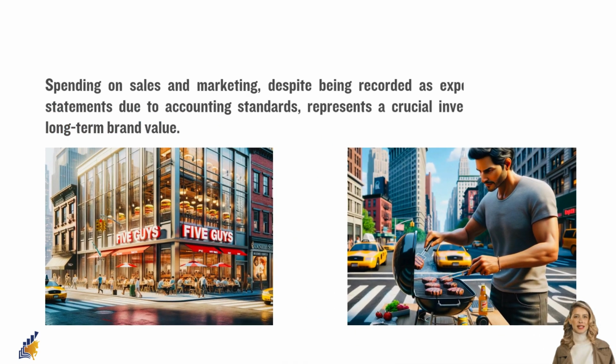Spending on sales and marketing, despite being recorded as expenses on financial statements due to accounting standards, represents a crucial investment in building long-term brand value. Consider the concept of brand value through this scenario. Given the choice to purchase a cheeseburger for the same price from Five Guys or an unknown street vendor, most people would choose Five Guys.